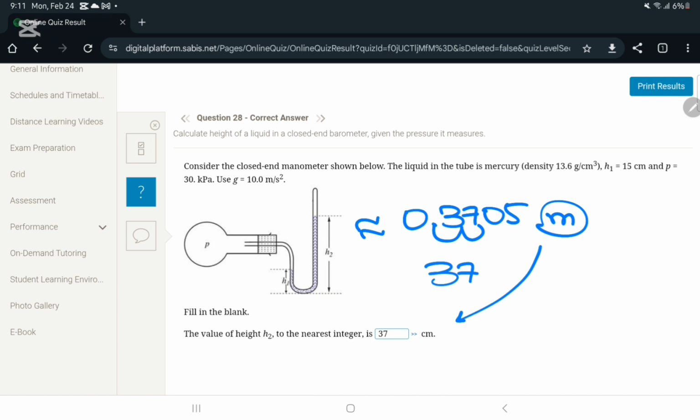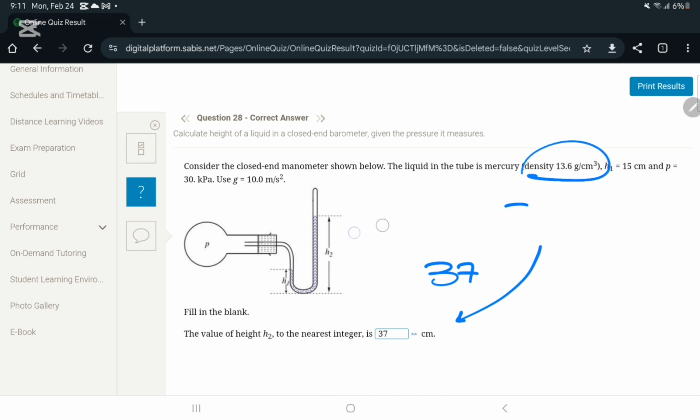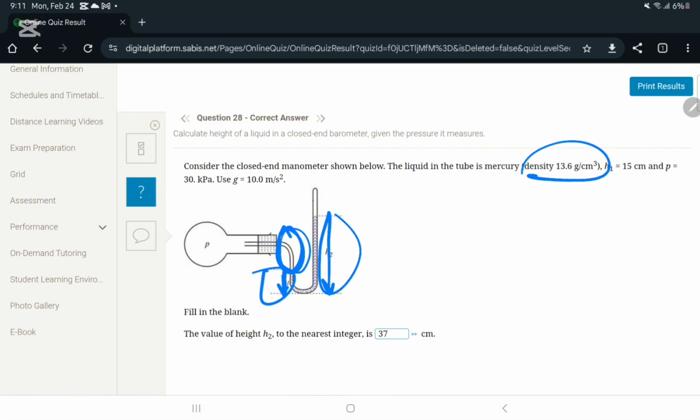The only confusing thing in this question is the conversion factor of density and the H2 minus H1 part, since we want to find this height. Since this is the height we're working with, we do H2 minus H1. So this minus this, and you find this.